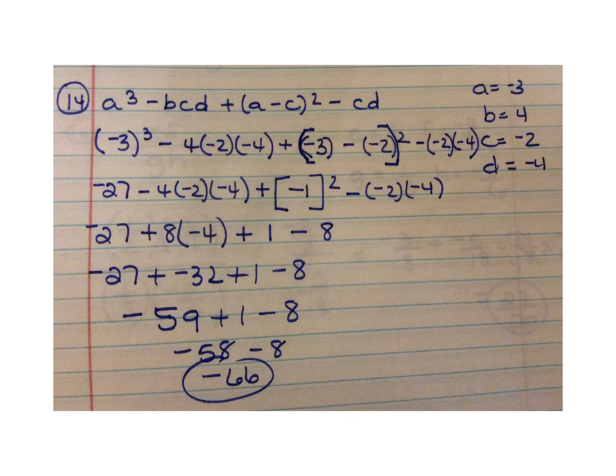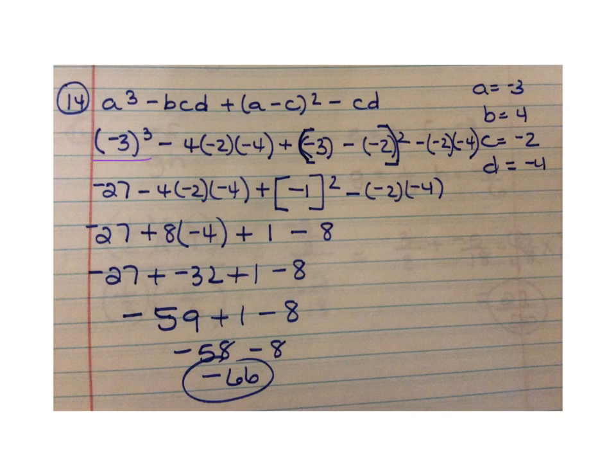So I have negative 3 cubed minus b is 4 times c is negative 2 times d is negative 4 plus, in the parentheses, I went ahead and used brackets because I had to use parentheses inside the parentheses. A is negative 3 minus c is negative 2, and then all of that is squared, minus c is negative 2 times negative 4.